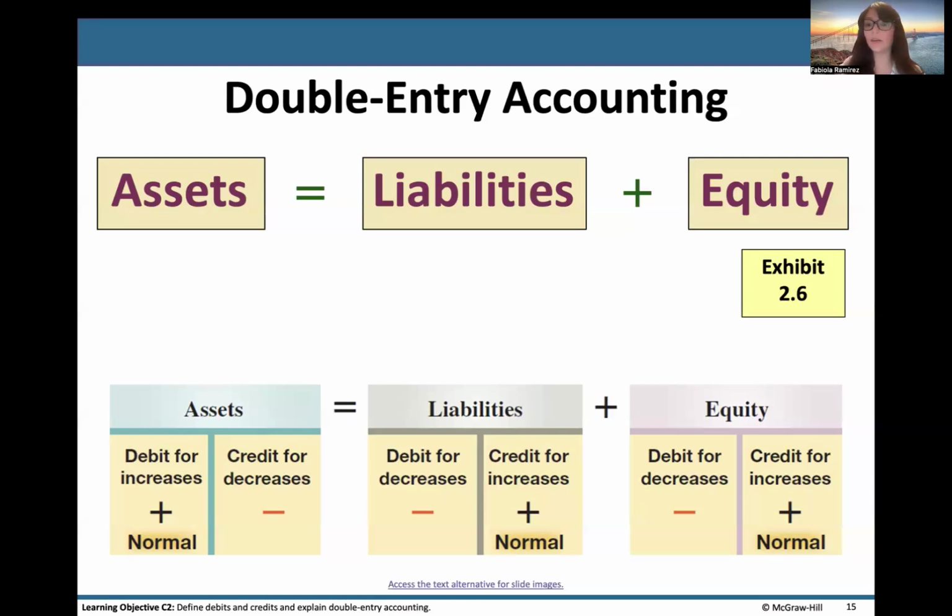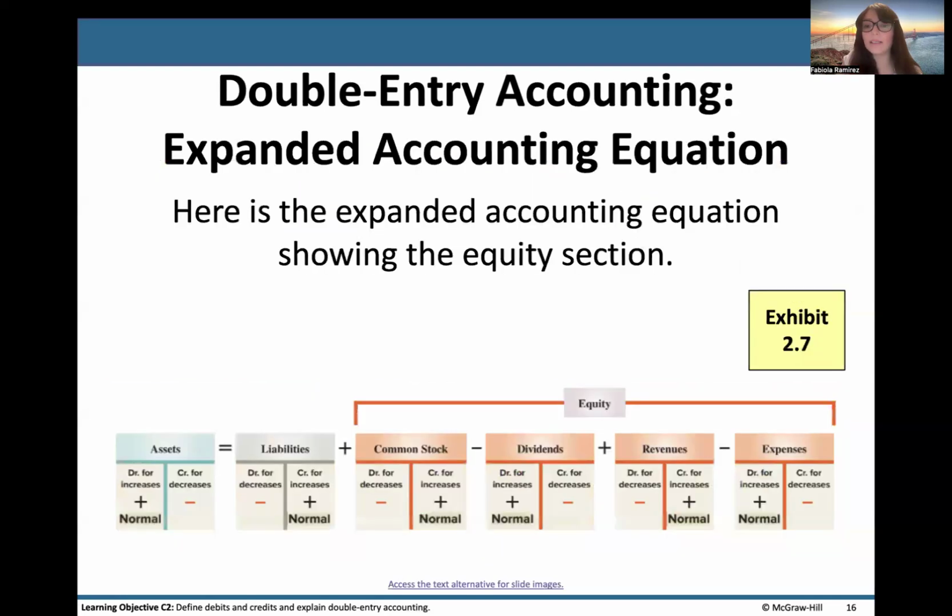If you need to decrease your equity account, you do so with a debit. Now here, I recommend taking a close look at your textbook and at that worksheet because equity is made up of a few different accounts, and those different sub-accounts have different balances. For example, here we have the expanded accounting equation. So common stock, dividends, revenues, and expenses all make up equity.